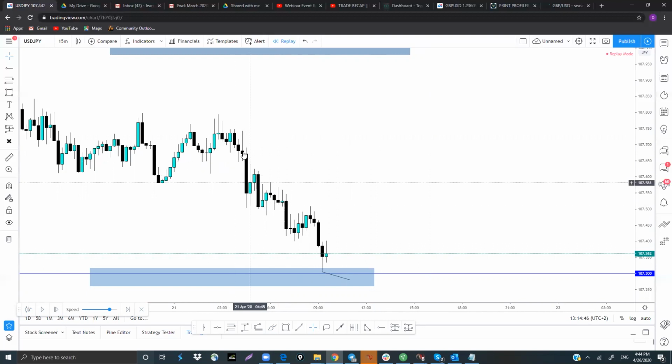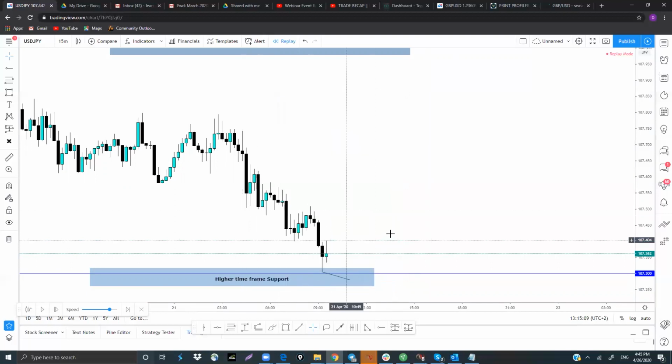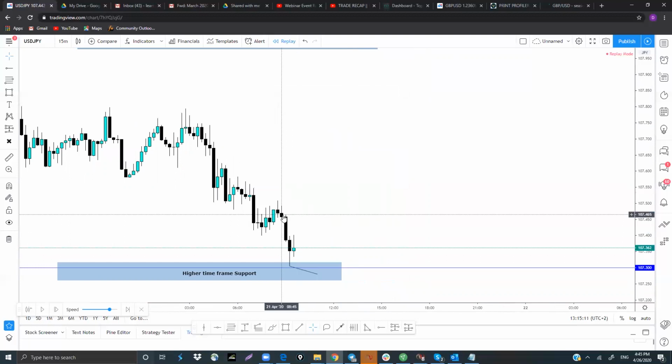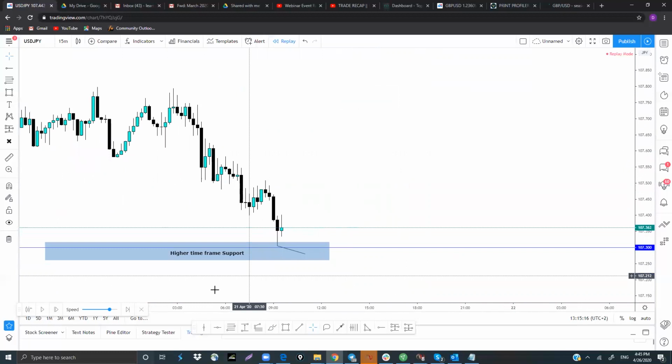Now I'm seeing price is making lower high, lower low, lower high, lower low. It hits our level, but I'm not entering now because I want to see a market structure break in lower time frame. Say this was your higher time frame zone, higher time frame support. Price is here now, but I am not going to enter because I am waiting for the breaker. Give me a breaker.